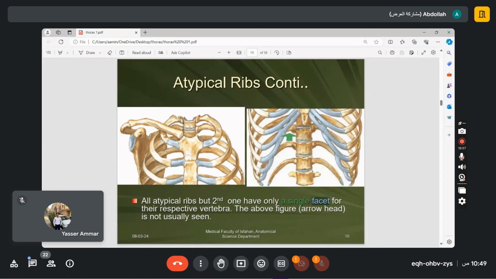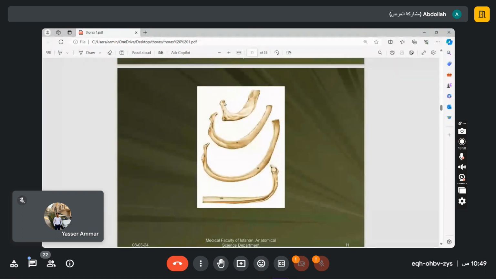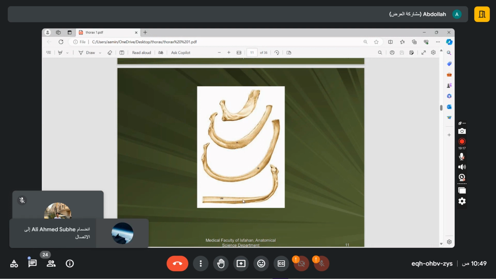This part, for example, is the articular face. This is the first rib, second rib, and 11th and other ribs. For example, first, second, and third, and eighth vertebra, eight ribs of the thoracic cage.